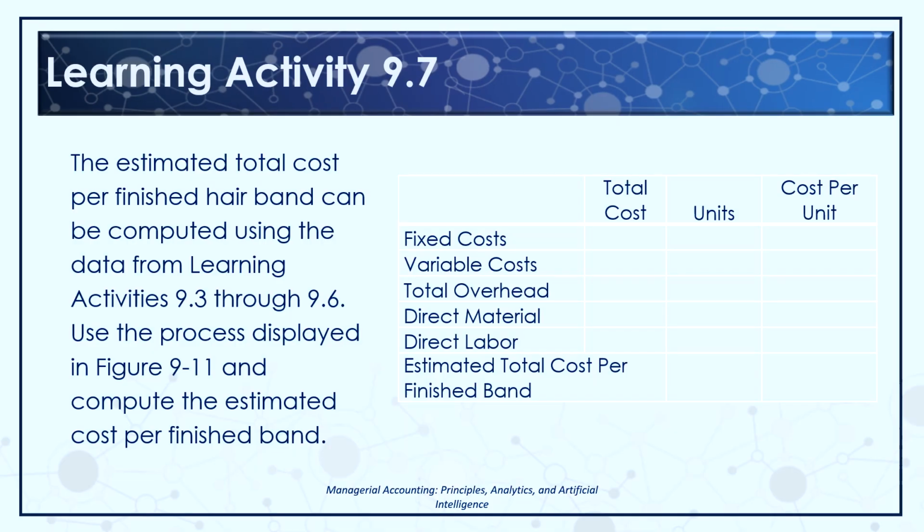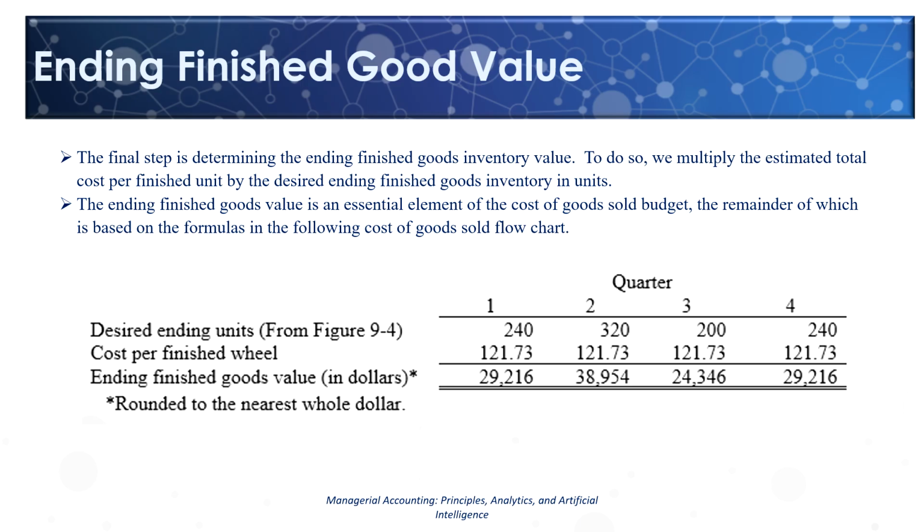Now let's complete learning activity 9.7. Using the results from learning activities 9.3 through 9.6, let's compute the estimated cost per finished hairband. Follow the process shown in Figure 9.11 in your book. This includes direct materials per unit, direct labor per unit, and overhead per unit, which are added together to equal total unit costs. The next step is to compute the ending finished goods value. To do so, we simply multiply the estimated total cost per finished unit, which we just calculated, by the desired ending finished goods inventory in units, which we computed back on the production budget.